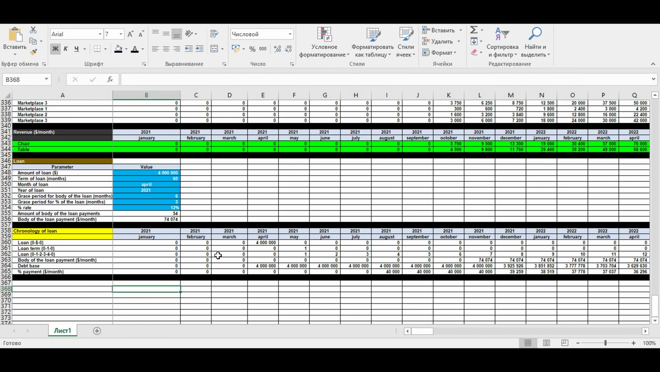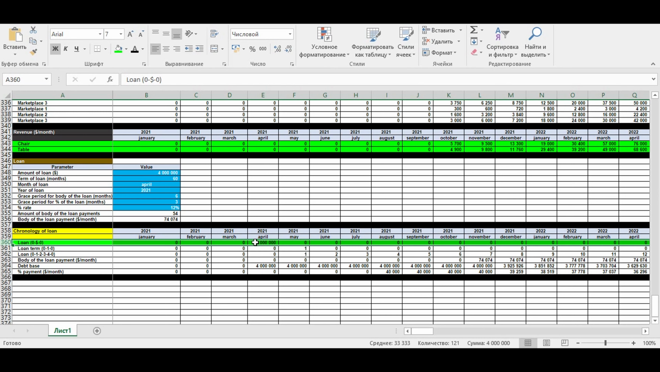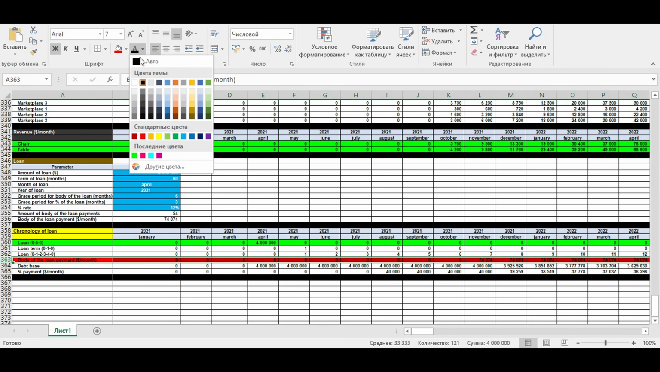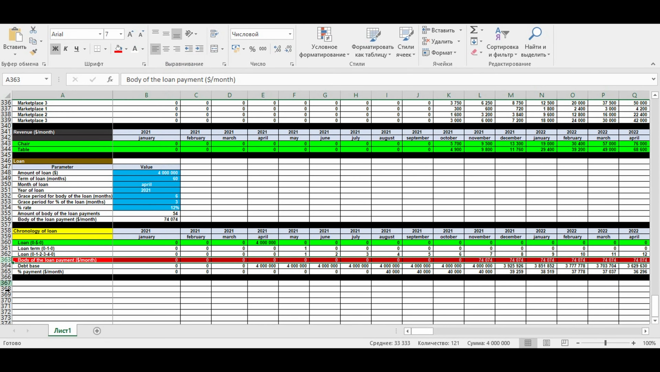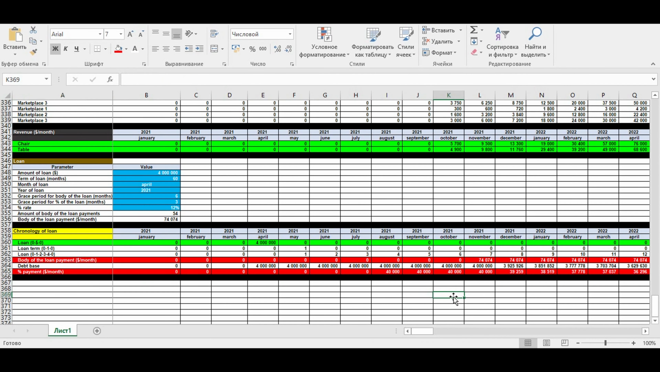So what we need further for the cash flow statement is the inflow of the loan. It is an inflow, so we mark it with green, and we have 2 payments. One of them is the body of the loan payment. It is red because it is an expense, and the interest payment, which is also an expense.